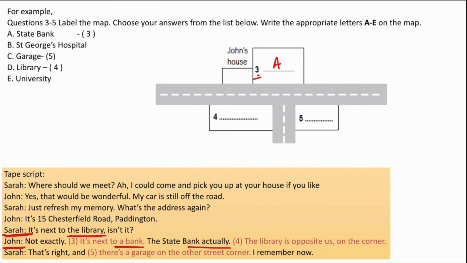Then he referred to John's house: the library is opposite us. Us means John's house. So here the answer will be library for the 4th question, so you can mark D for question number 4. Then for the remaining question, he refers to a garage, which is on the other street corner. Here is the street. So on the other street corner, there's a garage. You can mark the answer C here. So A, D, C are the answers for question number 3 to 5.